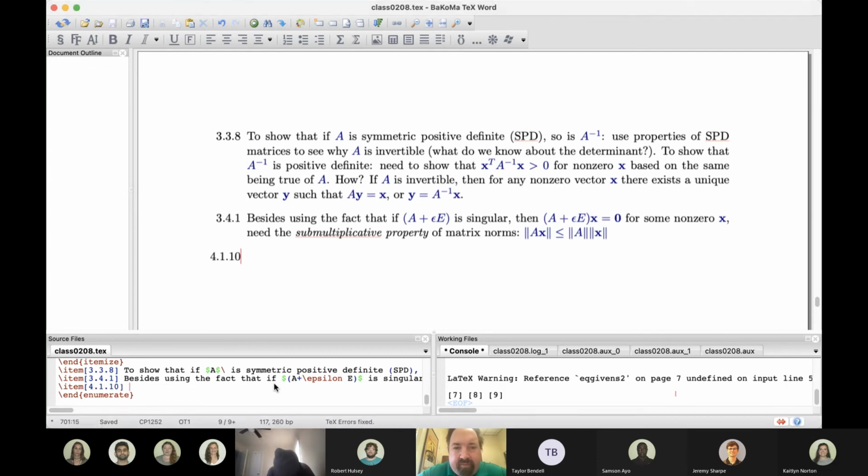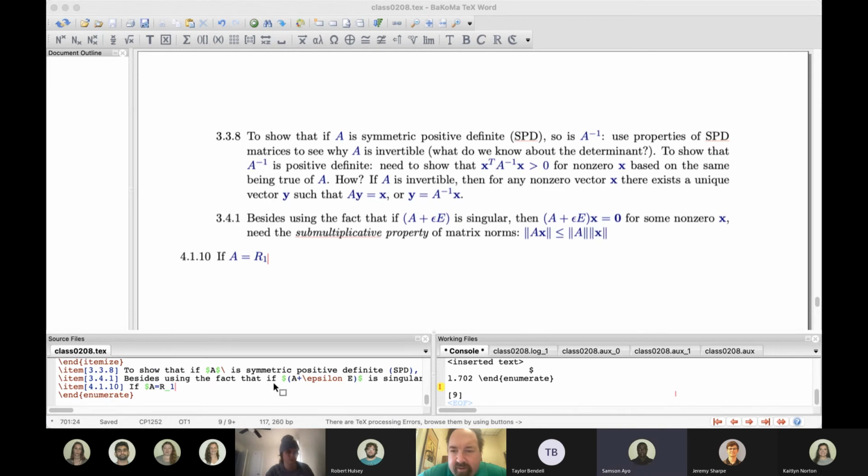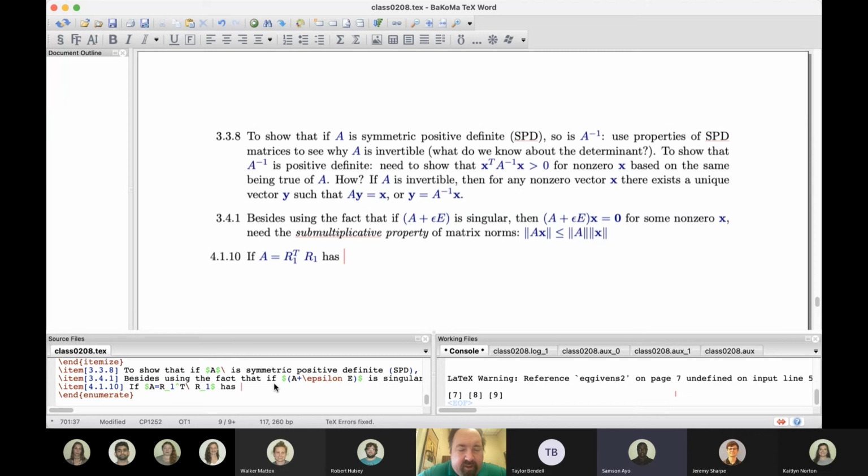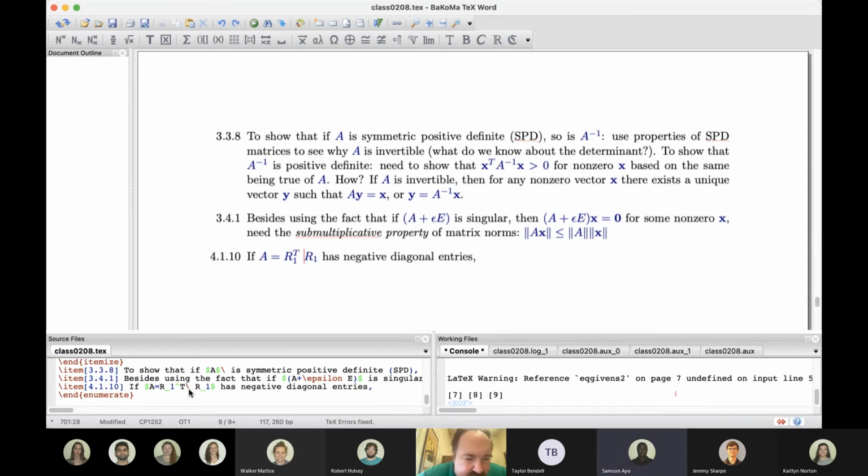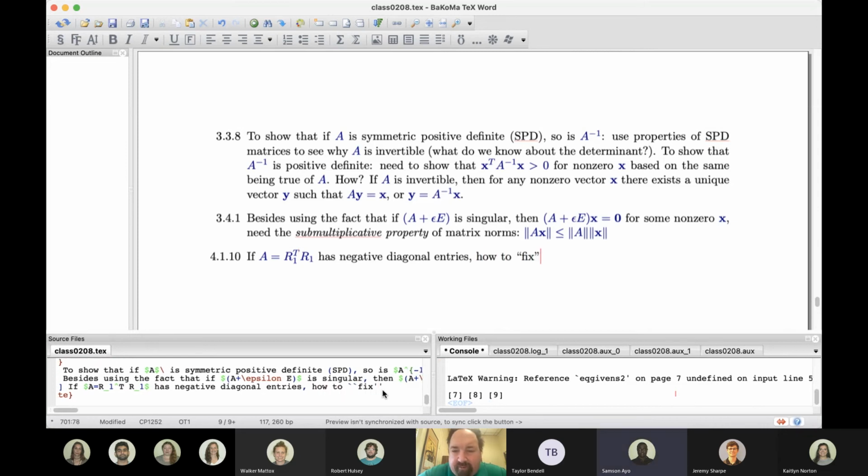Okay. So what you can do is, if A is equal to R1 transpose R1, with R1 having negative diagonal entries. Okay. And the problem asked about is how to fix them so that they are positive.